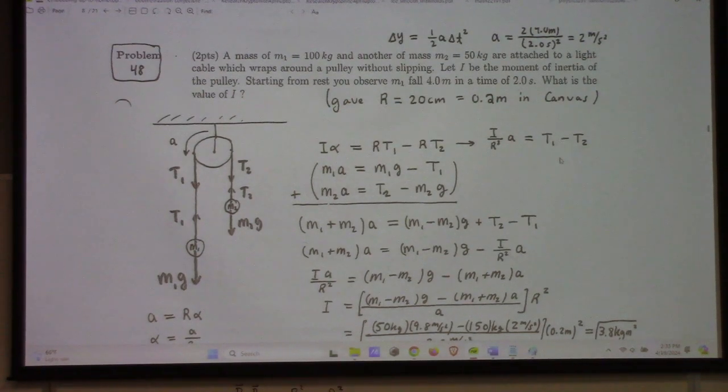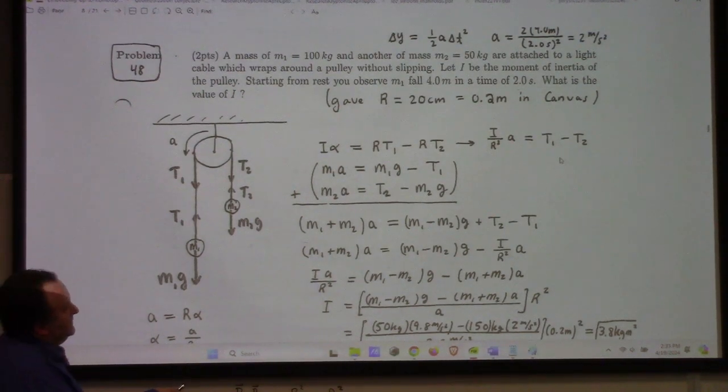So, different things going on here. This is the rotational Newton's law, right? I times alpha is the net torque. So you have R T1 going like here, and minus R T2 going like that. I'm defining this direction as positive alpha, corresponding to a being positive. That's my choice. And so M1 a is M1 g minus T1, and over here you've got M2 a is equal to T2 going up minus M2 g going down.